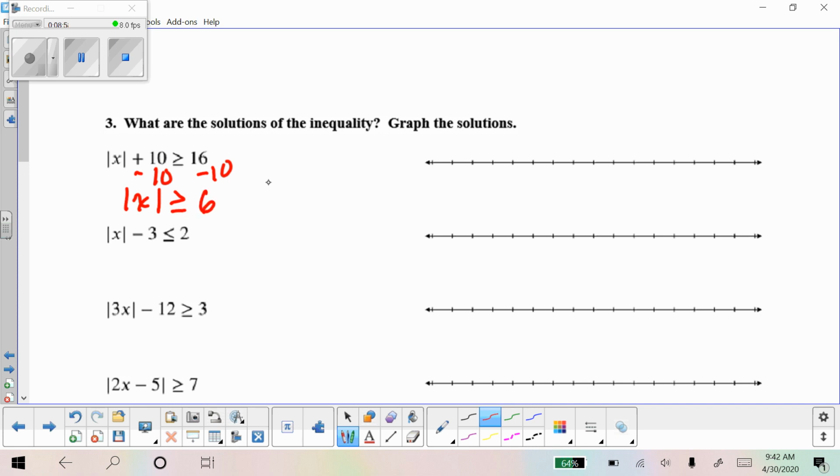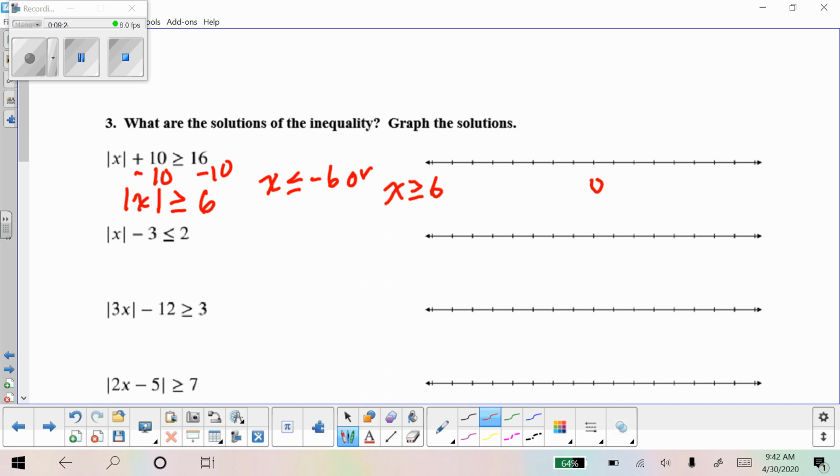Now you can make your 2 equations, your -1 and your +1. Your -1, flip the sign, make it -6. Or the other one is, we're just going to leave it exactly the same way it is, just get rid of the absolute value. So we get x is less than or equal to -6, or x is greater than or equal to 6.